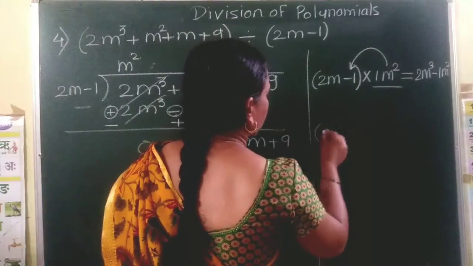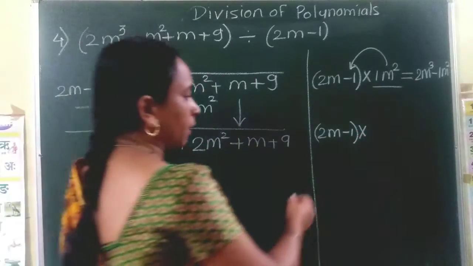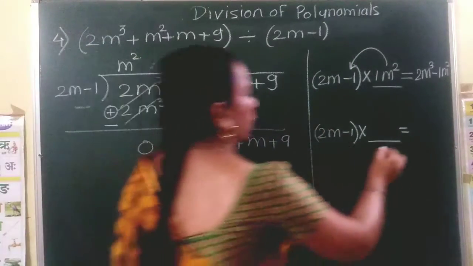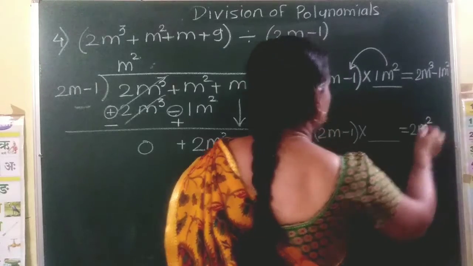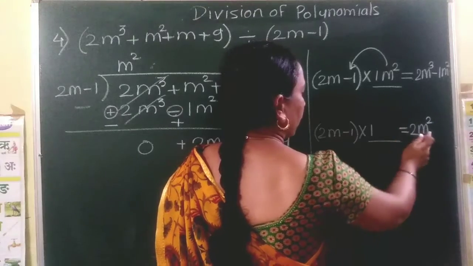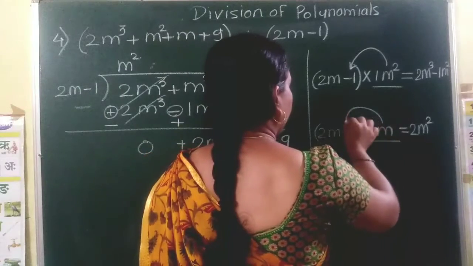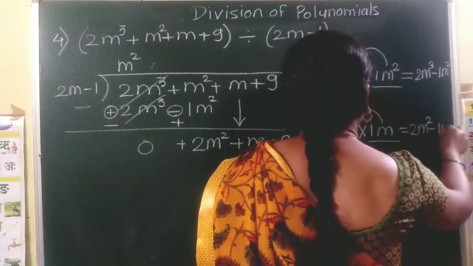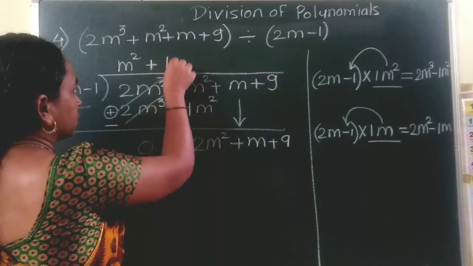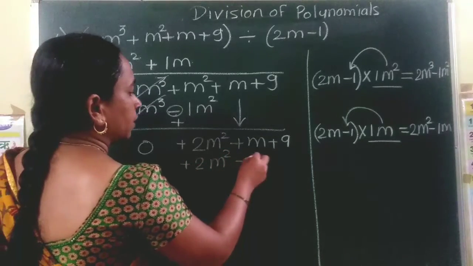Now again we'll take the divisor 2m minus 1 multiplied by the other term to get 2m square. So to get the first term 2m square, 2 ones are 2 and here m square, that means I should multiply this by 1m. Again multiply with this, so I'll get minus 1m. Second quotient is plus 1m. Product is plus 2m square minus 1m.